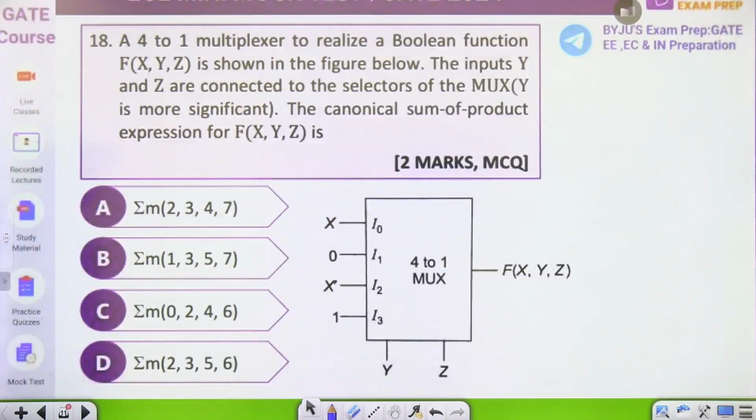And then the canonical sum of product expression for. There are 4 options. Take a screenshot, try to solve on your rough copy and get the answer. Which answer is correct? This is question number 18. Now, this is a question on multiplexer.